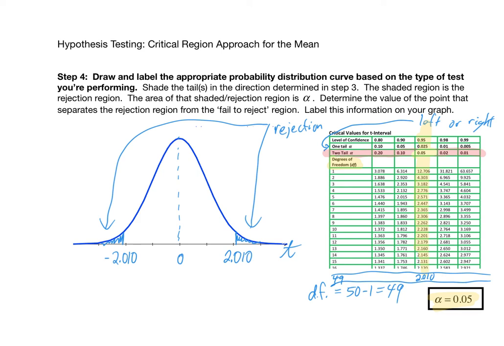So if you're doing a left-tail test or a two-tail test, that means you're going to have a shaded region over here. You need to apply the negative sign to the number that you get in the table. Now that we've got this critical region completely labeled, let's now compute the test statistic.